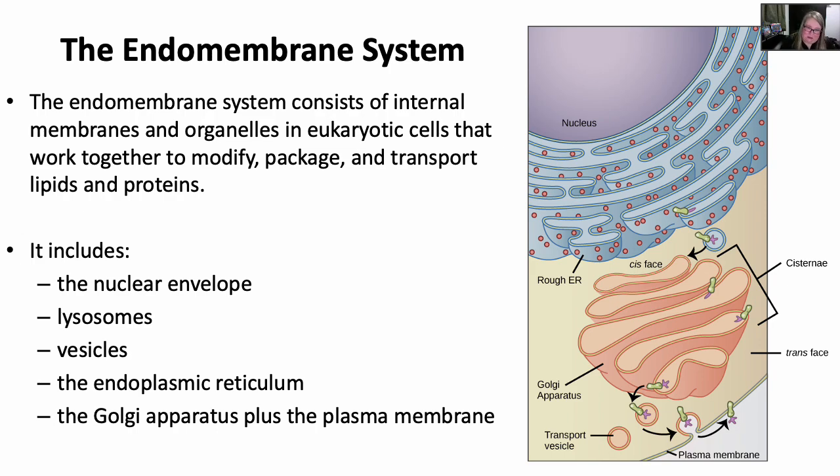Now, the endomembrane system is going to consist of the nuclear envelope, which we've talked about, an organelle called lysosomes, which we'll talk about on the next slide, vesicles, the endoplasmic reticulum, which is fun to say, and something called the Golgi apparatus. Also, the plasma membrane is included in the endomembrane system, but we've already talked about that.